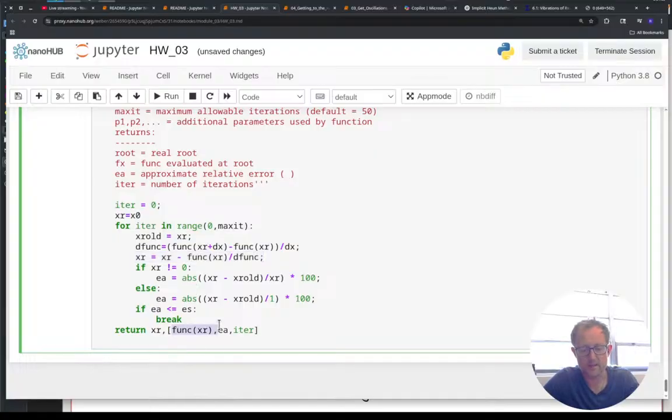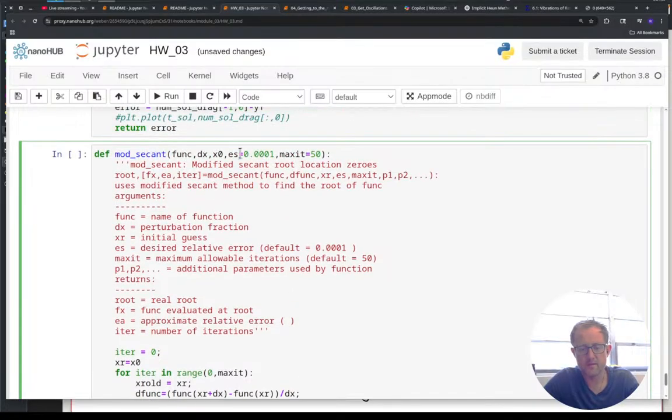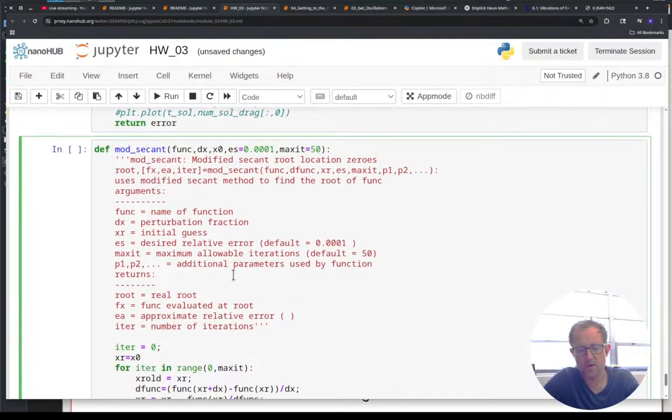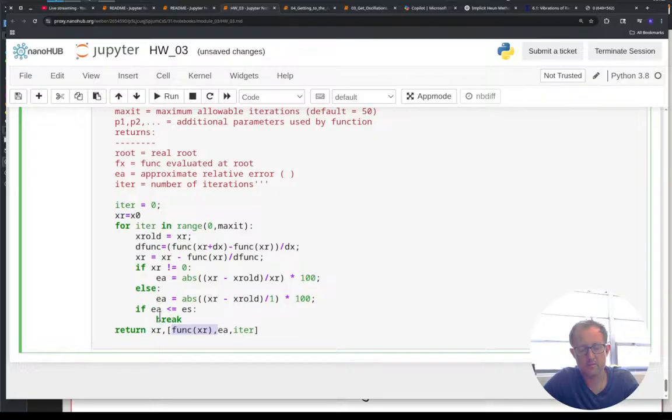And here's that EA, the final error that we get. So it's got to be less than this number, because then it can actually break. And then there's this extra if statement: if XR is actually 0, then just use the absolute error rather than a relative error.